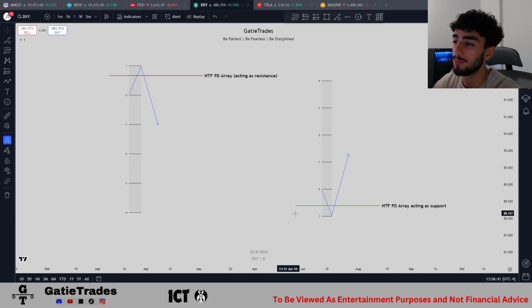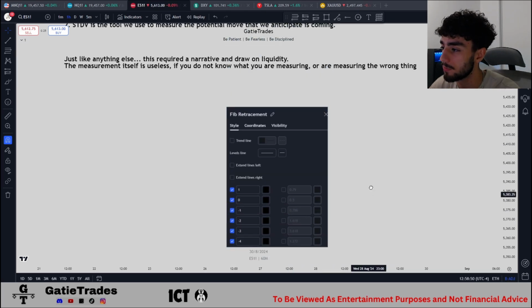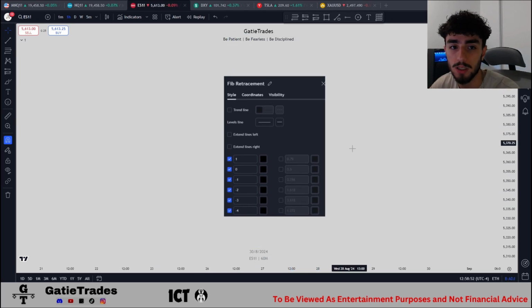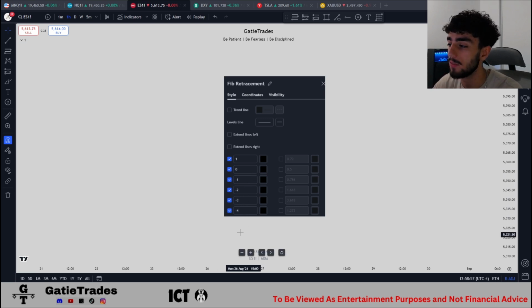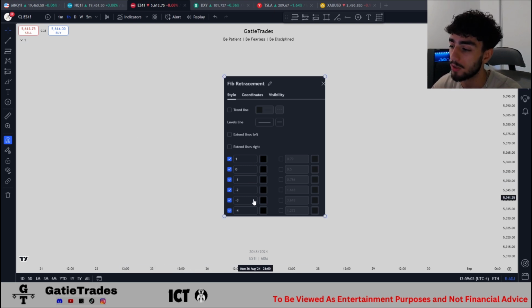Before I get into the examples, I'm going to give you a simple demonstration of what exactly standard deviations are. These are the settings for the Fibonacci retracements: 1, 0, negative 1, 2, 3, 4. You can keep going, 5, 6, 7, but those are really large expansions. They don't typically happen that often on a regular day, so I don't include those in my Fibonacci settings. These are the main ones that I use.